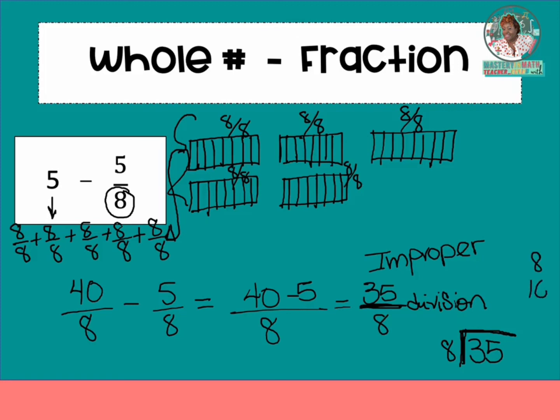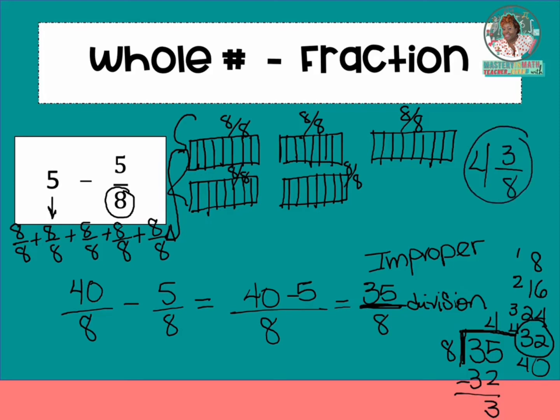So you have 8, 16, 24, 32, 40. 32 is the closest number to 35. So we're going to use that. And we're going to see how many times did we add 8 to get to 32. We added it 4 times. So now you need to put that 4 on top and the 32 on the bottom. Subtract, and you're left with 3. Rewrite it. It would be 4 and 3/8.